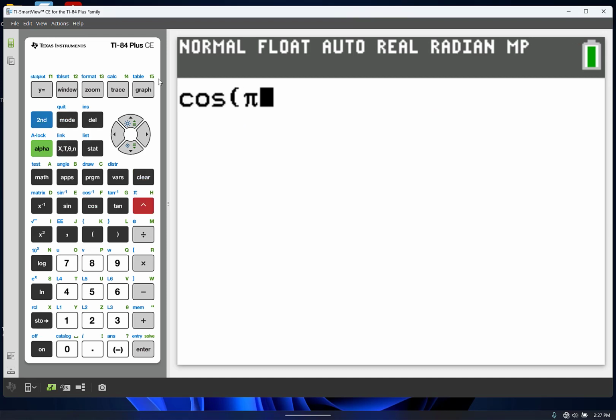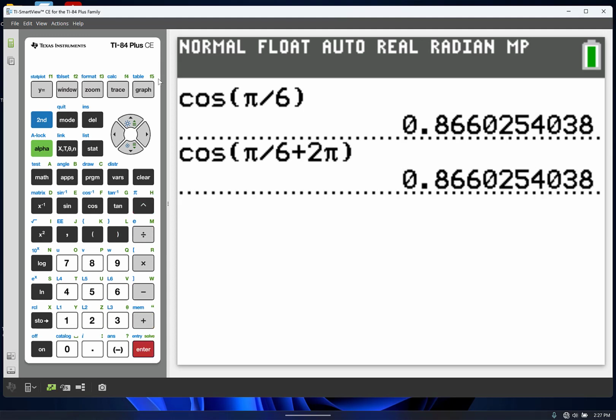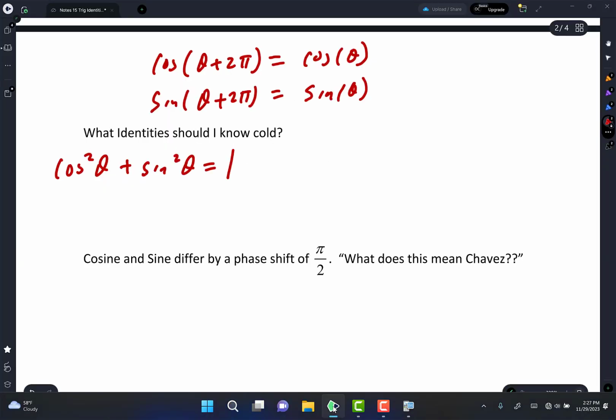Okay. Cosine pi over 6 is this value. Check out what happens when I write cosine pi over 6 plus 2 pi. OMG, it's the same value, because you're just doing one revolution. You're back in the same location. Does that make sense, guys? Okay, perfect. Same thing with sine, guys.